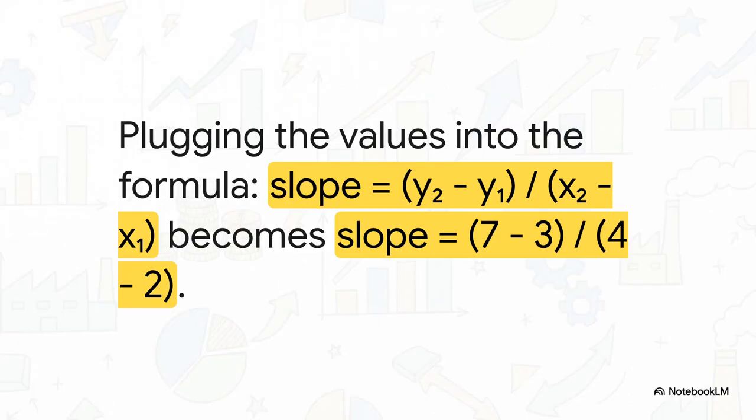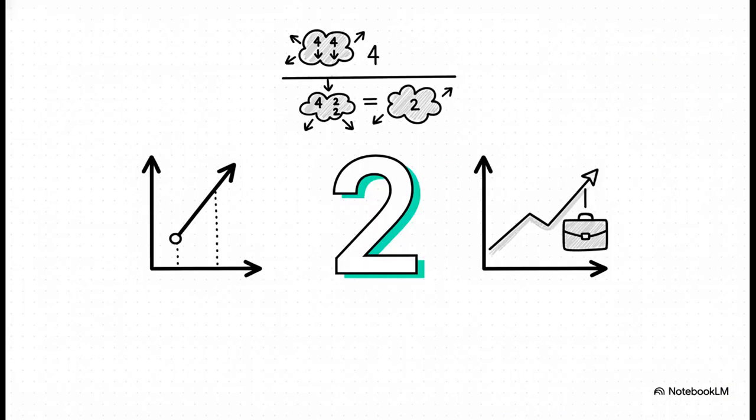Now for step 2, we substitute. We take our formula, y2 minus y1 over x2 minus x1, and we just plug in the numbers we just labeled. Remember, the change in y always goes on top in the numerator. So that's y2, which is 7, minus y1, which is 3. And the change in x goes on the bottom, in the denominator. That's x2, which is 4, minus x1, which is 2. Notice how we keep the order consistent. The point 2 values come first on both the top and the bottom. That's key.